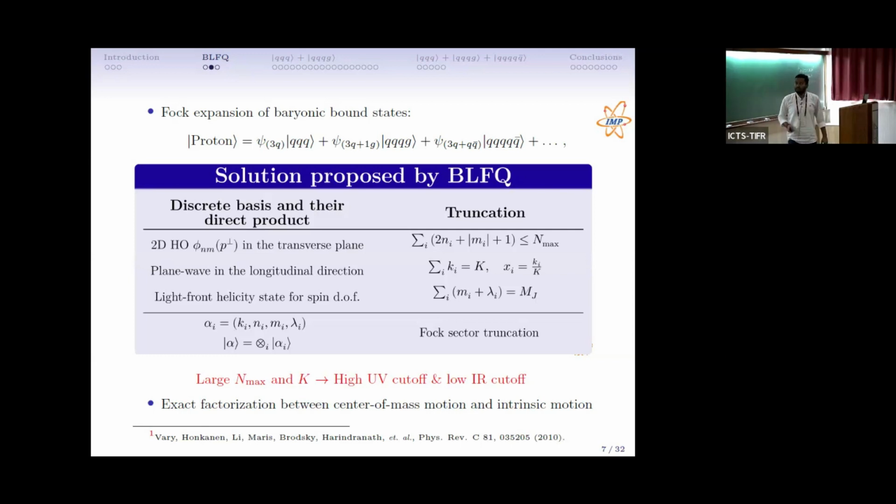So what is the advantage of this approach? First of all, we have this rotational symmetry. Of course, if you truncate your Fock space, the rotational symmetry is already broken, but the breaking is not so severe. A second advantage is that if we increase our N max and K max, we have correct UV and IR cutoffs, and we also get exact factorization between the intrinsic motion and the center of mass motion. So that is the advantage of this approach.